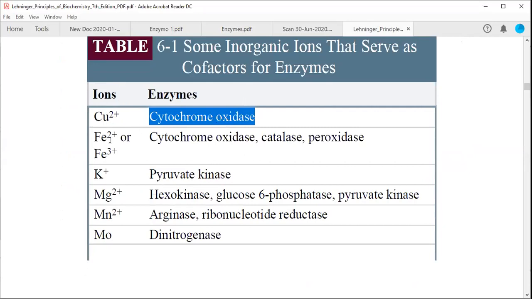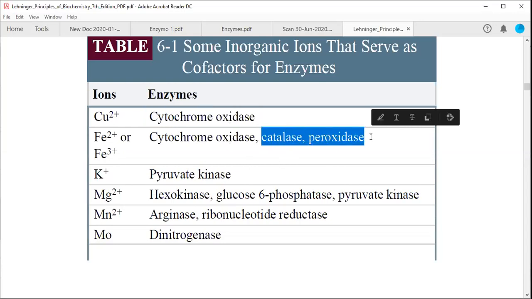Whereas iron, Fe2+ or Fe3+, is also found in some cytochrome oxidases. It is also a major component of catalase and peroxidase. So catalase and peroxidase enzymes are called metalloenzymes, because they have inorganic ions as cofactors.